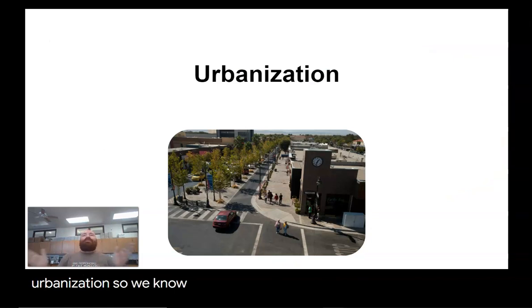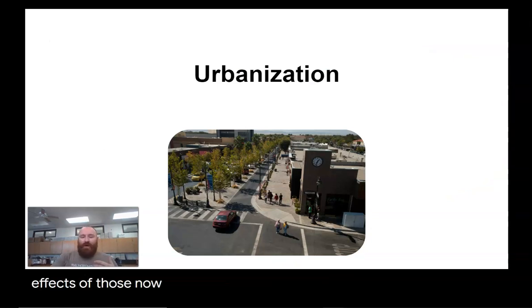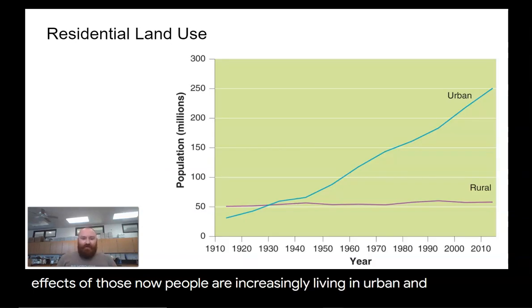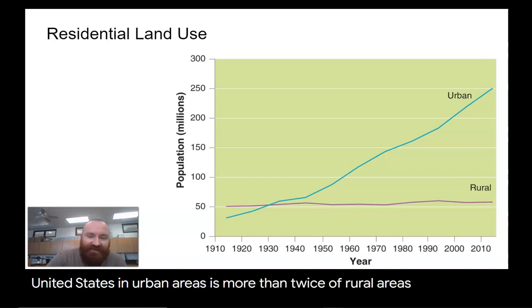So we know how humans use natural resources and the effects of those. Now people are increasingly living in urban environments, and this is a change. It didn't used to be this way. The population in the United States in urban areas is more than twice that of rural areas. And this has an effect.